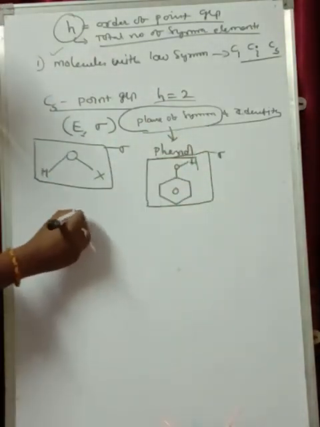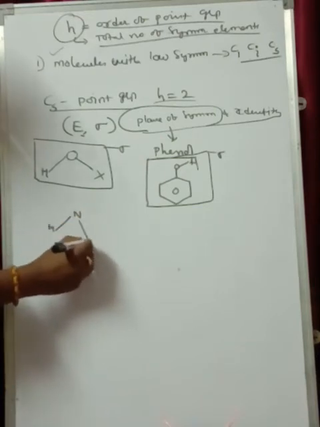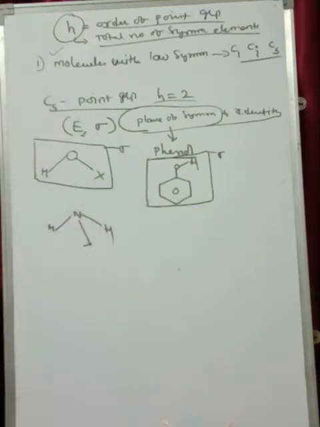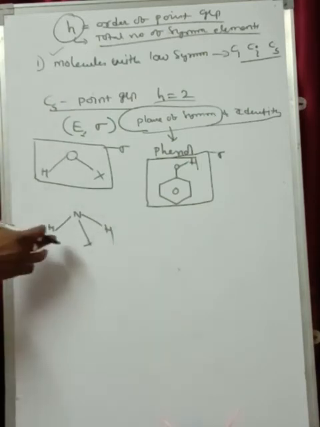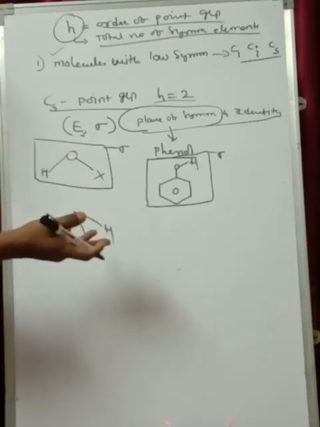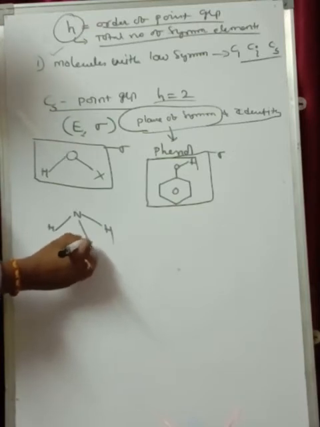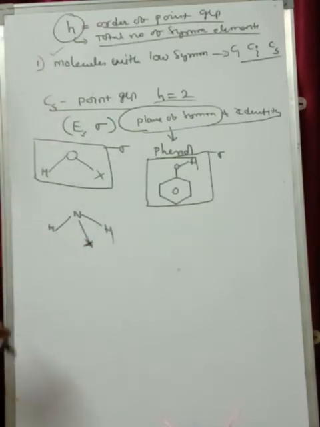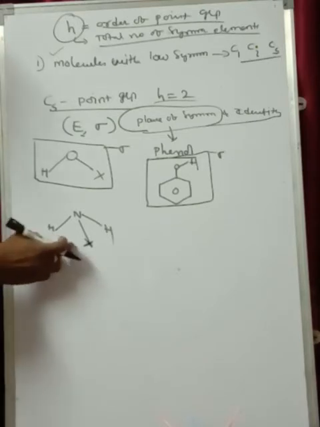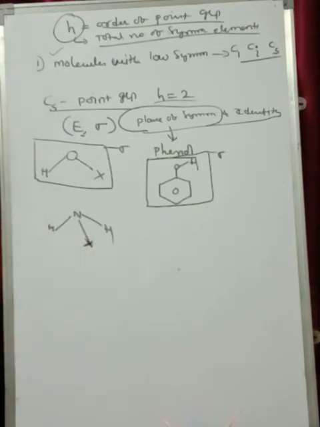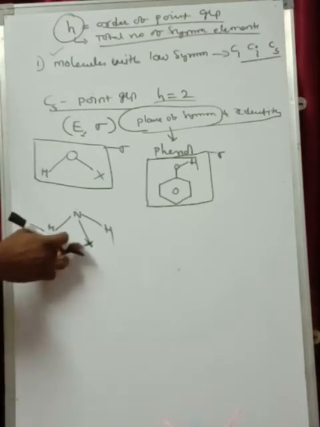Similarly, monosubstituted ammonia. Here, if you look at the ammonia molecule, the ammonia molecule has a C3 rotational axis of symmetry. But once one of the hydrogens of ammonia is replaced with X, it doesn't have the C3 axis of rotation, because rotation by 120 degrees will not give you an equivalent structure. You have a different structure obtained here. Therefore, in the case of monosubstituted ammonia, the C3 rotation axis of symmetry is absent.